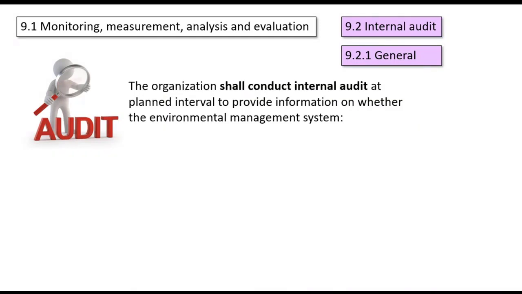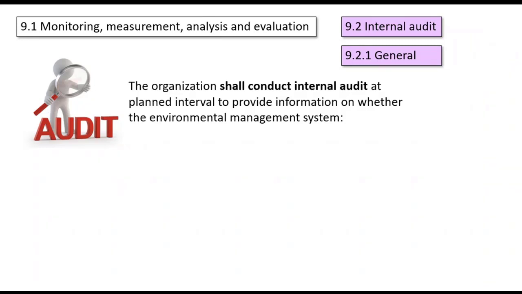provide information on whether the environmental management system, okay, what kind of information that you require. So first, here is required in general requirement, you need to conduct internal audit, audit dalaman. At a planned interval means you must have a schedule. Is it once a year? Is it twice a year? Is it every 3 months? So you need to plan. Interval means you are repeating.